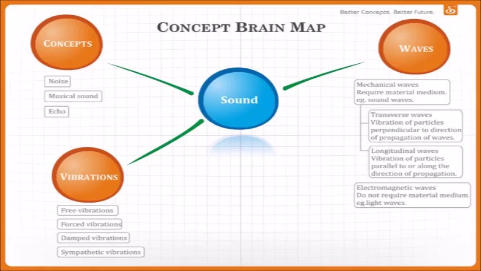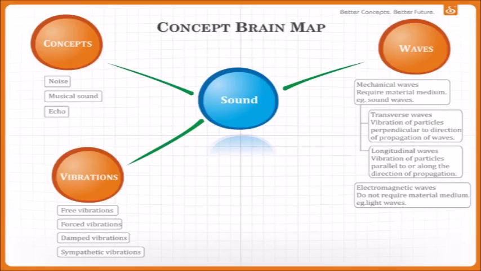In a transverse waveform, we see that the vibrations of the particle are perpendicular to the direction of propagation of the wave. We say such a waveform is called a transverse waveform. In case of a longitudinal waveform, we see that the vibrations of the particle are either parallel to or along the direction of propagation of the wave. We say such waveforms are called longitudinal waveforms.